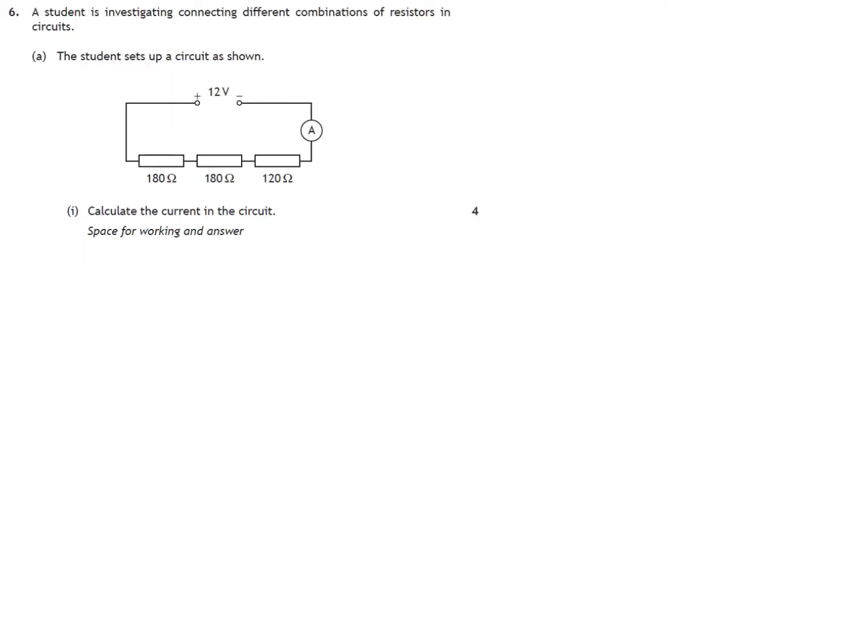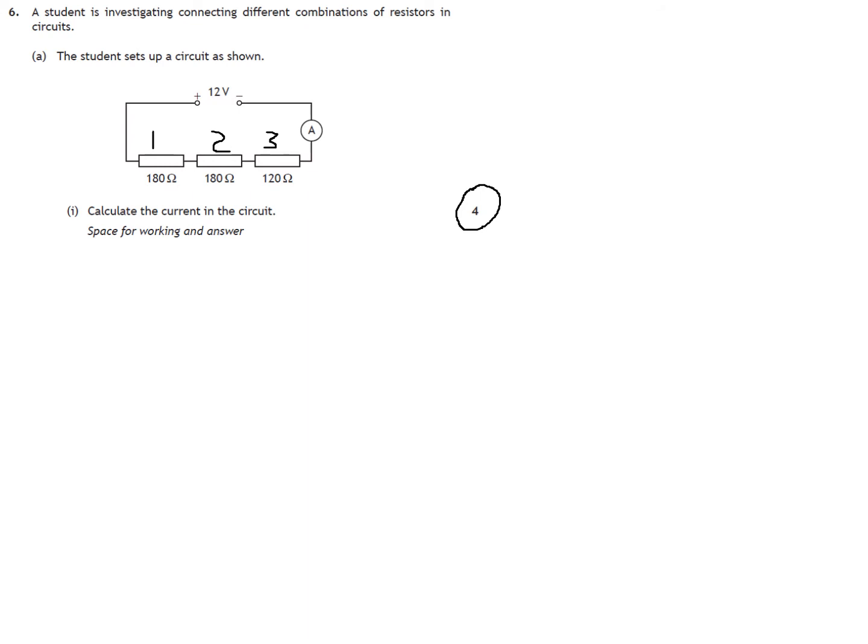Right, now this example here is actually a past paper question. Notice that it's actually out of 4 marks and not 3. Okay, so let's try this one here. As always, if you want to try it yourself, pause the video. So it says, a student is investigating connecting different combinations of resistors in circuits. The student sets up a circuit as shown. Okay, calculate the current in the circuit. Now, a wee point, folks, they haven't labelled these resistors, so it's up to you to call them R1, R2, and R3. Okay, again, I'm missing out the R to make it easier for me, but pretty straightforward.